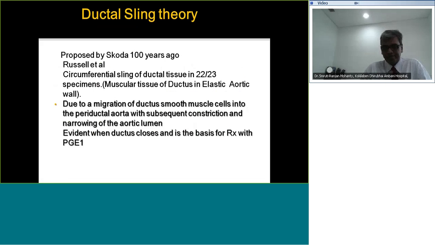Now, how does the coarctation develop? This was proposed by Skoda 100 years ago, and Russell found a circumferential sling of ductal tissue in almost 22 out of 23 specimens. What he found was muscular tissue of the ductus in the elastic aortic wall. So, due to migration of ductus smooth muscle into the periductal area with subsequent constriction and narrowing of the aortic lumen, coarctation happens. And in today's world where we use a lot of prostaglandin, PGE1, this is evident when the duct closes, and this is the basis for treatment with PGE1.